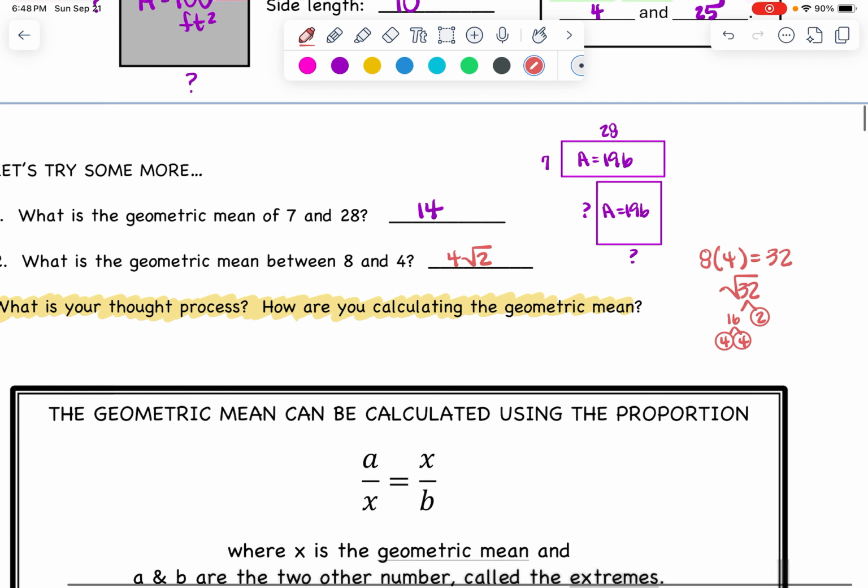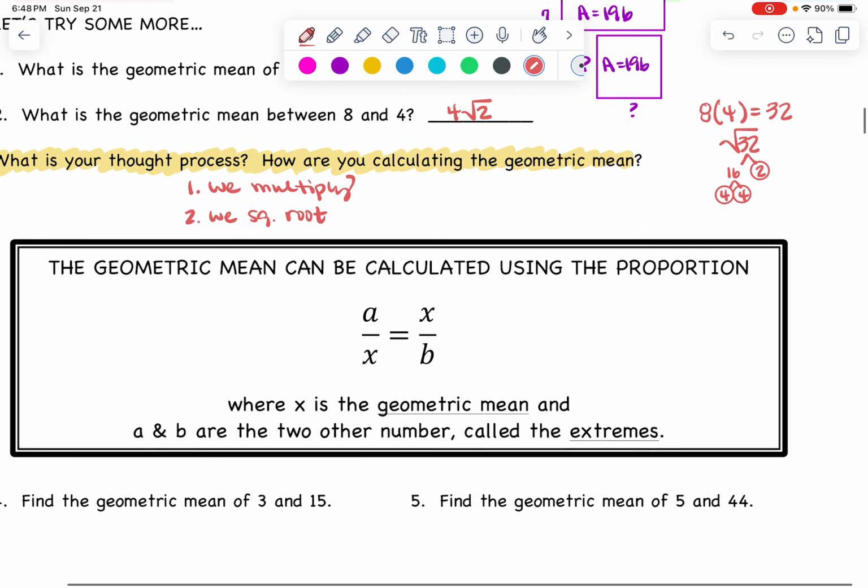Okay. So how are we calculating this? Number 1, we multiply. And then step 2, we square root. Right? That's literally the only 2 steps to calculate the geometric mean.